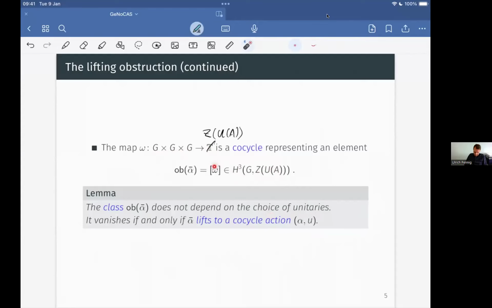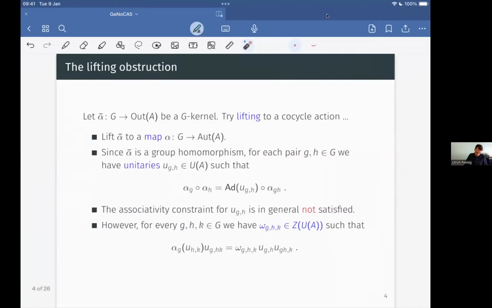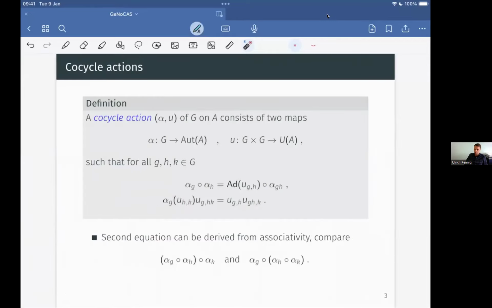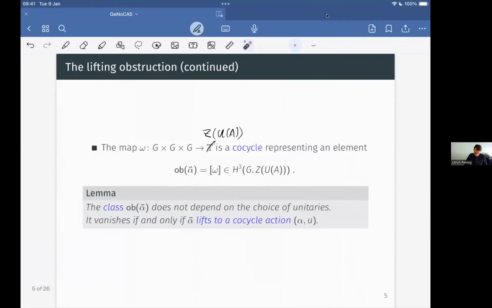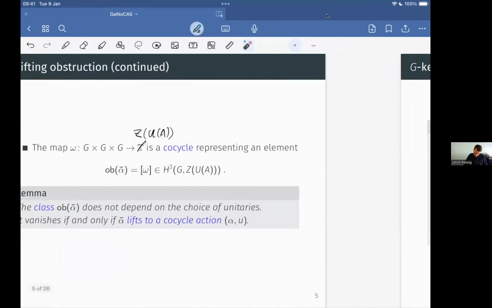And this class here vanishes if and only if the alpha bar lifts to a cocycle action. That's actually not hard to see, because if this omega is actually a coboundary, then I can use the coboundary to modify the unitary so that this constraint here holds on the nose. Okay, and I will call this the lifting obstruction. So that's this name. Okay, there is another invariant.